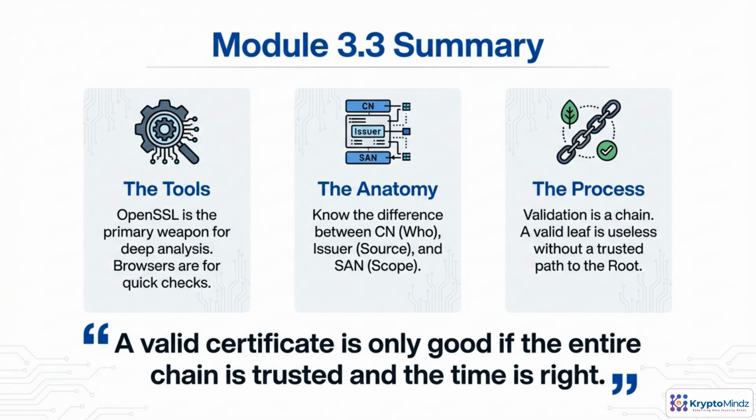Finally, think in terms of process, not snapshots. Certificate validation is a chain of trust from the leaf back to a trusted root, plus a time window. If any link in that chain is untrusted, misissued, or expired, the whole thing fails. A certificate that looks fine in isolation is worthless, unless the chain is trusted and the timing is correct.